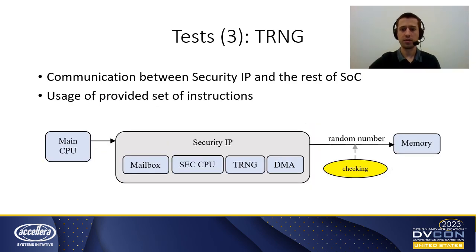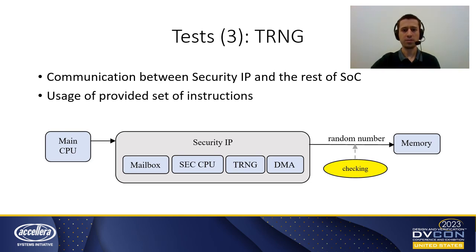The next two tests are related to service requests. They are TRNG and crypto service. Basically these features are very well verified at block level. So we don't need to focus on their functionality, but rather we need to check that we can correctly send requests to these blocks and that we can obtain generated data from them.